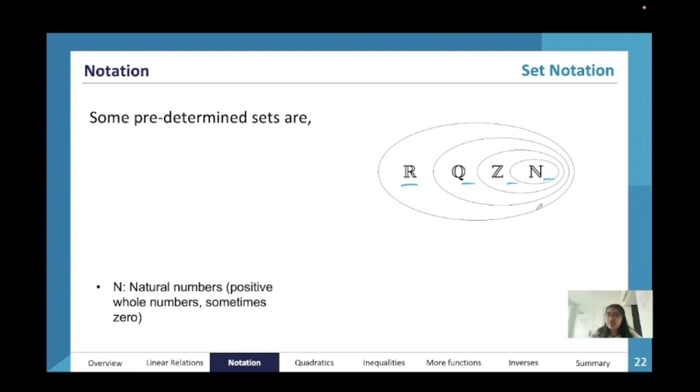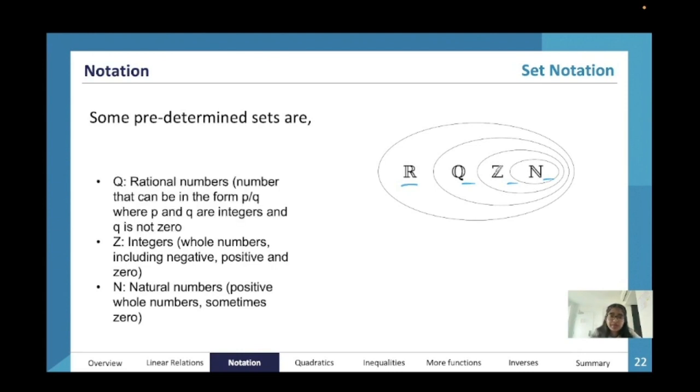But in Methods, you're not really going to talk much about natural numbers. Z is something that does come up. Z is integers, so it's whole numbers, but this time negative and positive. Remember, natural numbers is just positive whole numbers. Z is negative and positive whole numbers. So natural numbers are an element of Z. Natural numbers are an element of integers because they fall under the category of integers.